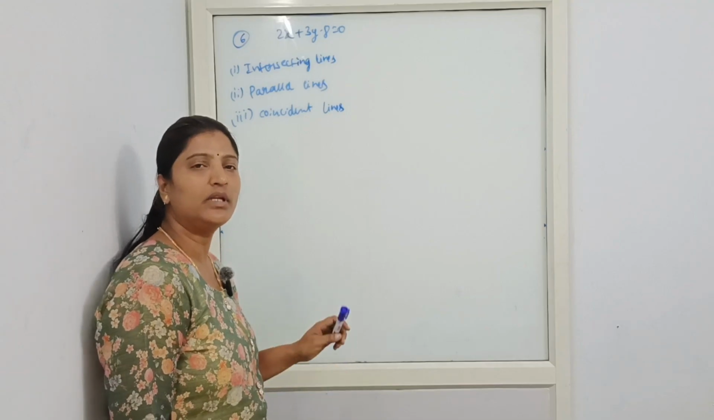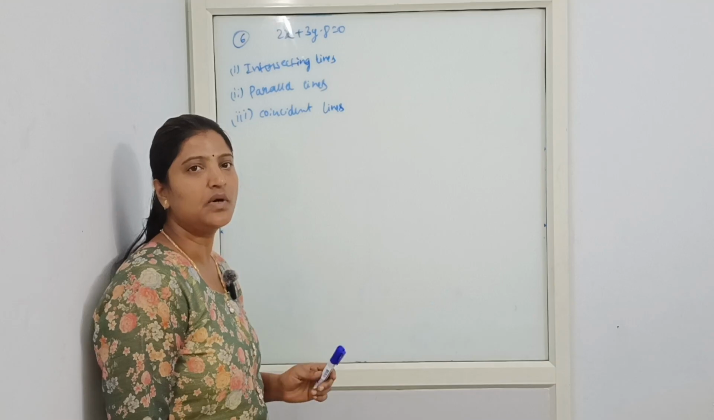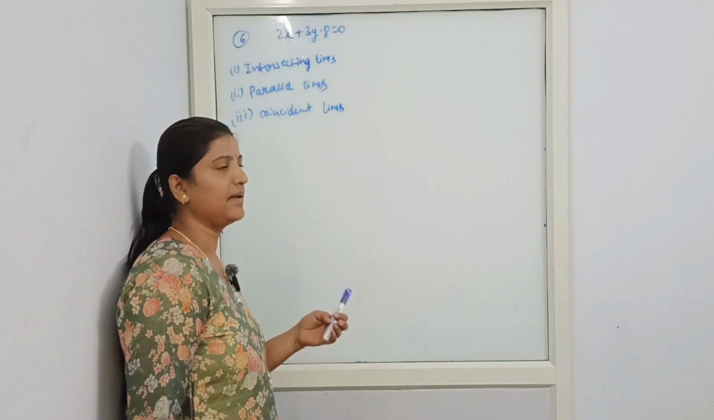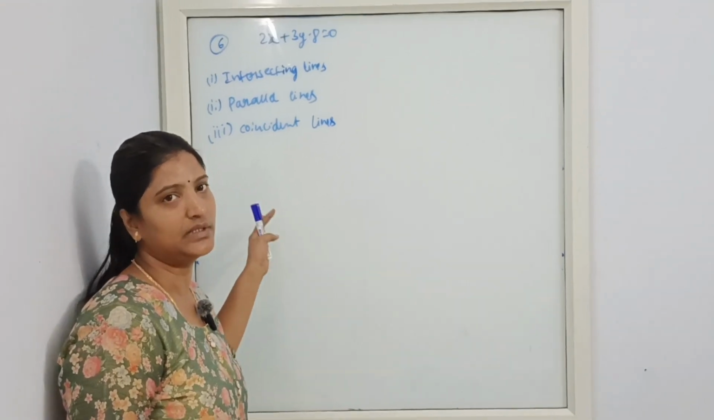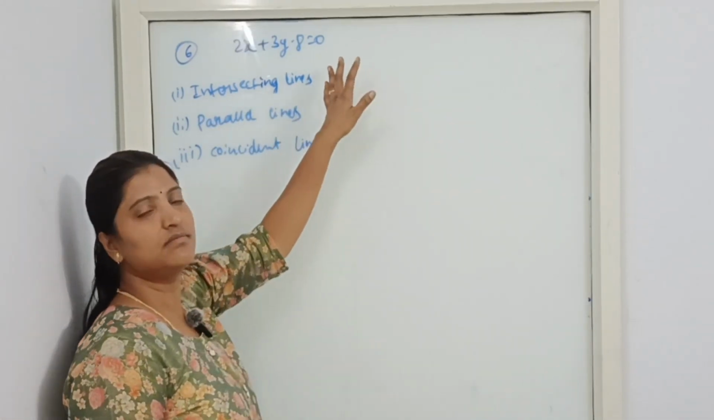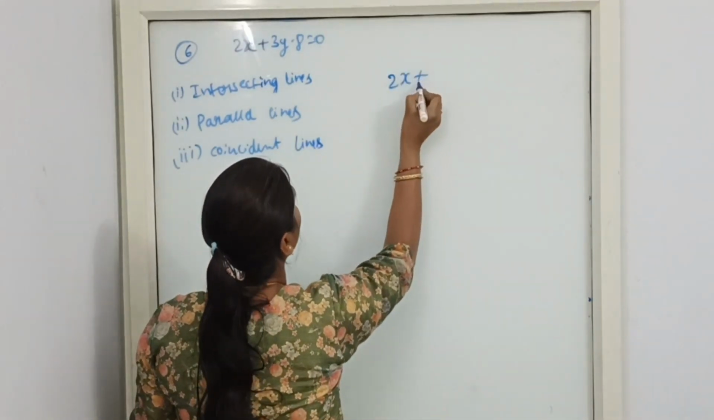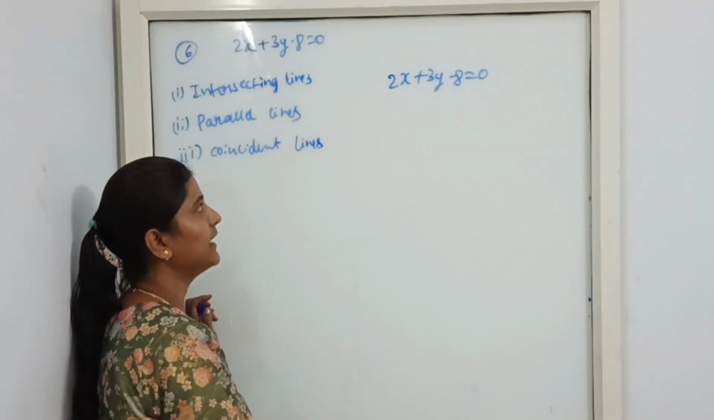Before that they were only given two linear equations. We need to compare the ratios and interpret whether it belongs to intersecting, parallel or coincident. Now it is the contradiction of that. That means we need to form a linear equation based on this condition. Let us see the first one. 2x plus 3y minus 8 is equal to 0.